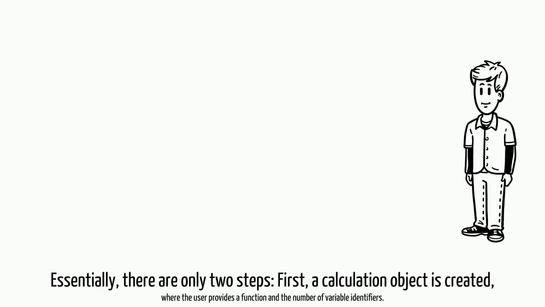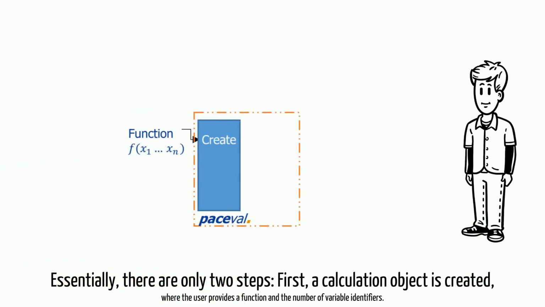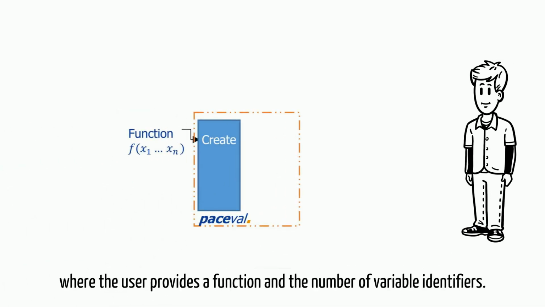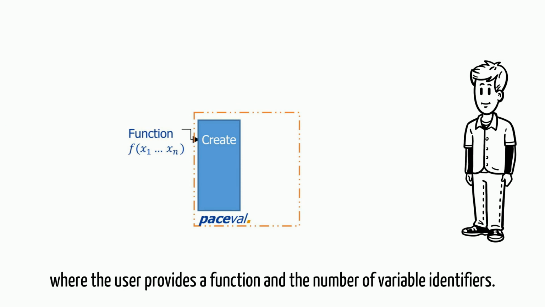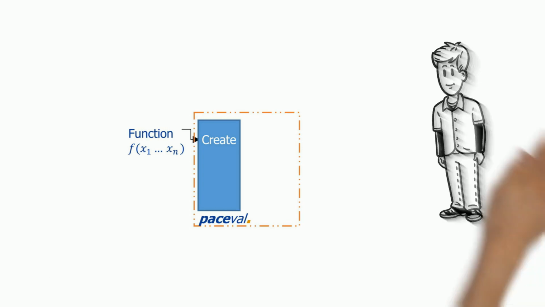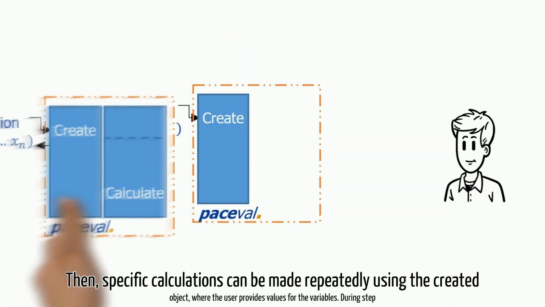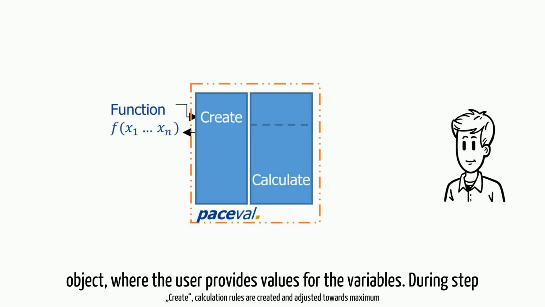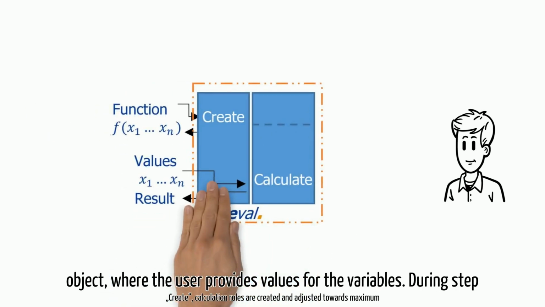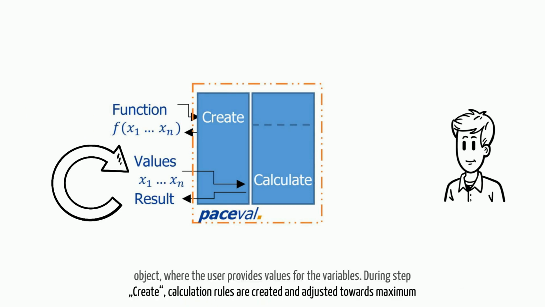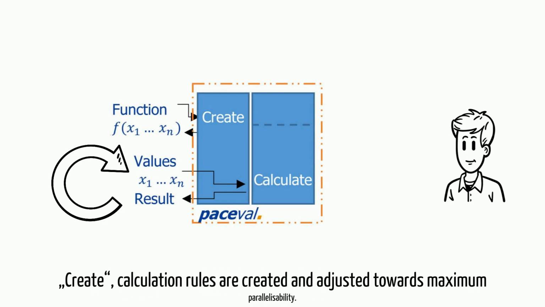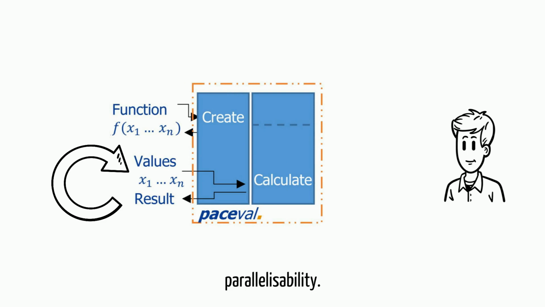Essentially, there are only two steps. First, a calculation object is created, where the user provides a function and the number of variable identifiers. Then, specific calculations can be made repeatedly using the created object, where the user provides values for the variables. During step create, calculation rules are created and adjusted towards maximum parallelizability.